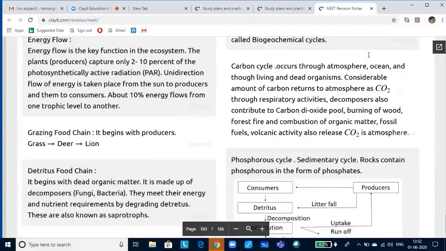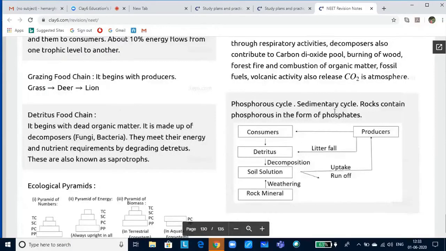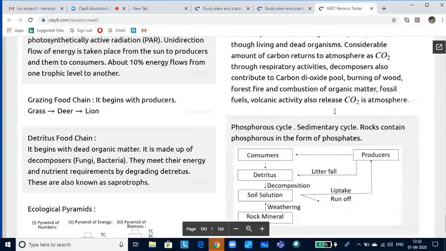Now, let us look at carbon cycle. It occurs through atmosphere, ocean and through living and dead organisms. Considerable amount of carbon returns to atmosphere as carbon dioxide through respiratory activities. Decomposers also contribute to carbon dioxide pool. When wood is burnt, or when there is a forest fire, or when there is combustion of organic matter or fossil fuels being burnt, or volcanic activity, they all release carbon dioxide in the atmosphere. And that is taken up by the green plants, and that is how food energy is passed on from one to another in the food chain and the food web, and again carbon dioxide gets back into the atmosphere. So this is a gaseous cycle.